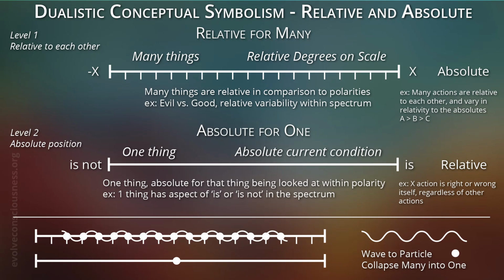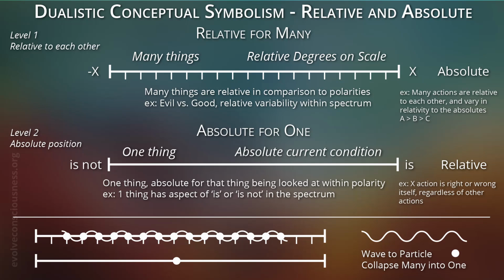As I said, with good and evil, in certain actions, one action relative to another might be good or more worse, more wrong, more evil, more right, more true, whatever. From one thing to the other in comparison, just as we compare the absolutes to each other, and we compare the things in between the absolutes to each other, we can compare one thing in all those many things to those absolutes. So it has an absolute current condition for that one thing.